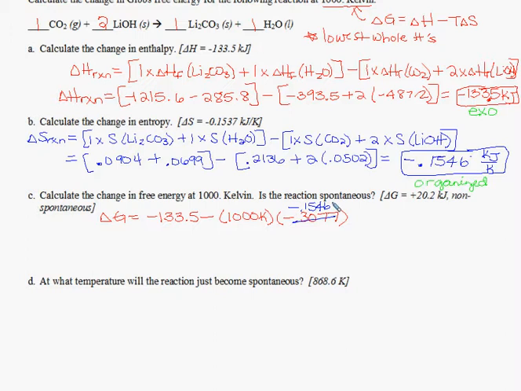And now using the Gibbs free energy equation, I'm getting a positive 21.1. And again, that's going to be in kilojoules. So since it is positive, remember that means non-spontaneous.